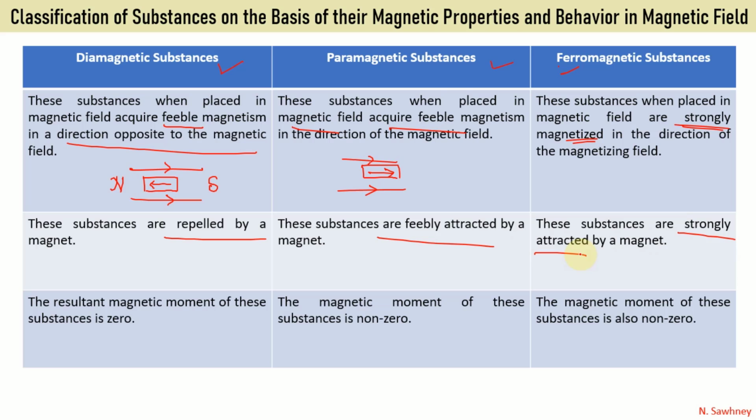As I told you, the electrons in diamagnetic substances are even in number and they neutralize the effect of each other, hence the resultant magnetic moment of diamagnetic substances is zero. In paramagnetic substances, the magnetic moment is non-zero. Also in ferromagnetic substances, the magnetic moment is non-zero.